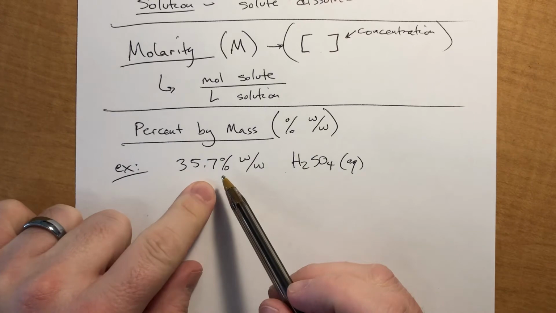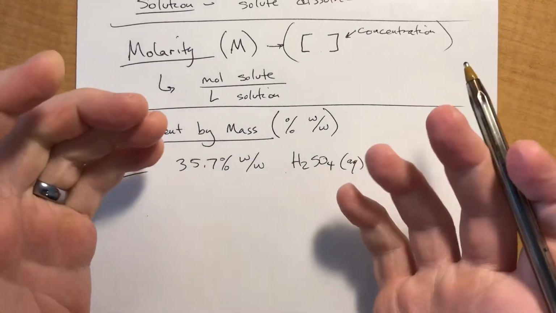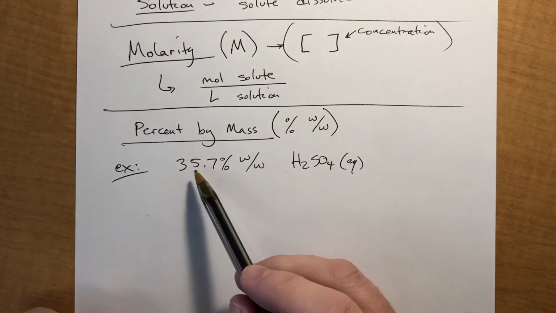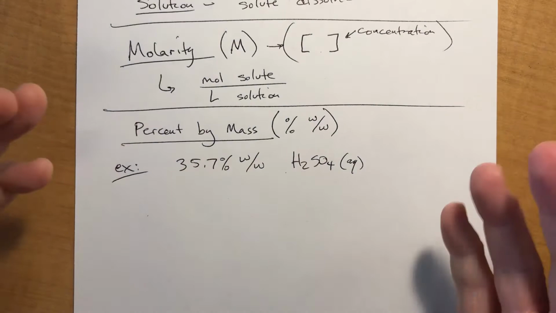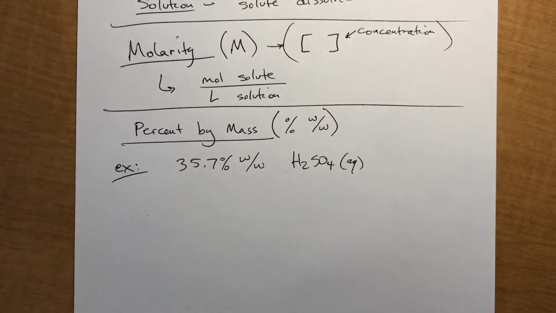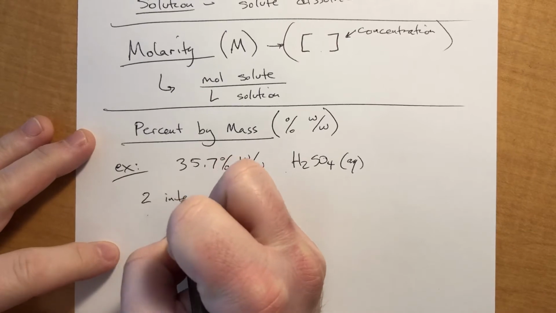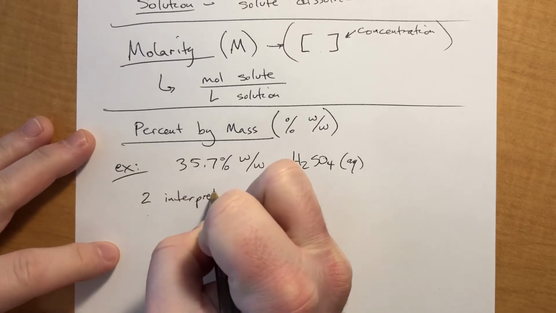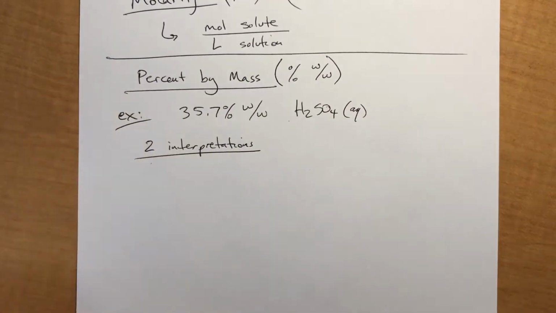This is useful information. What this tells us is that if you had 100 grams of the total solution, 35.7% of it, 35.7 grams of that total 100, would be H2SO4. So here's the problem. There are basically two interpretations. I just talked through the first one, and it's the one that makes the most sense to most people. But the other one is also useful.